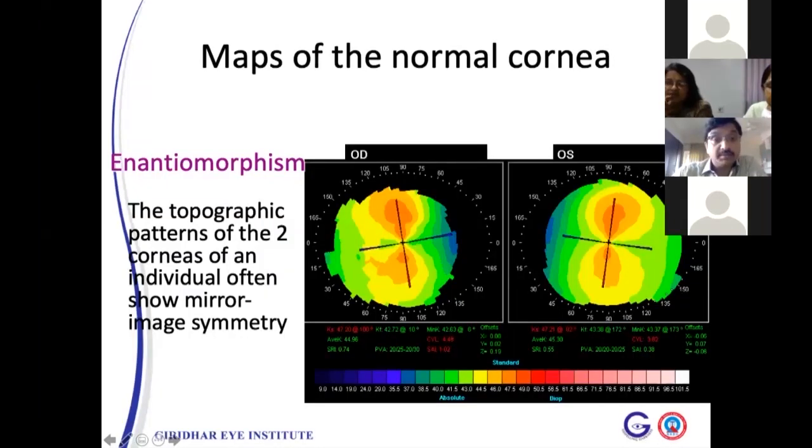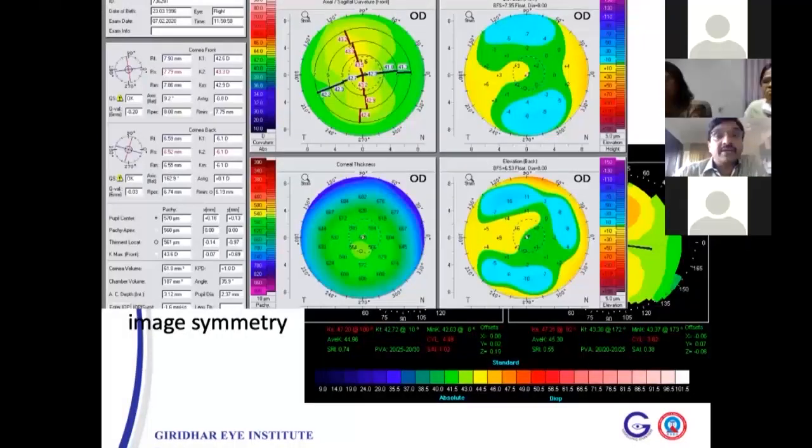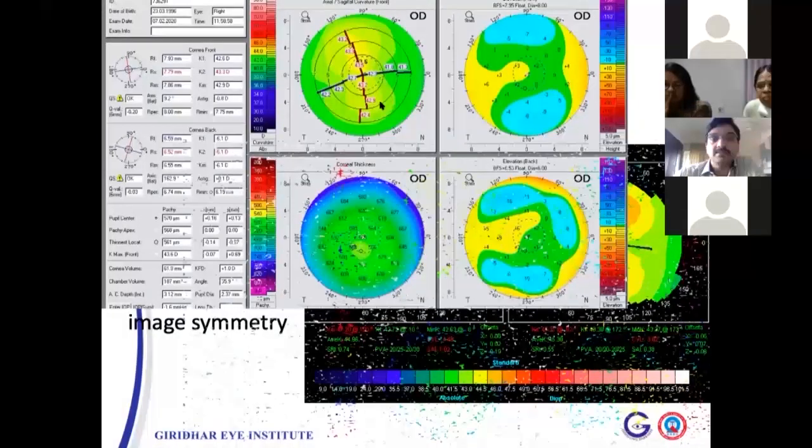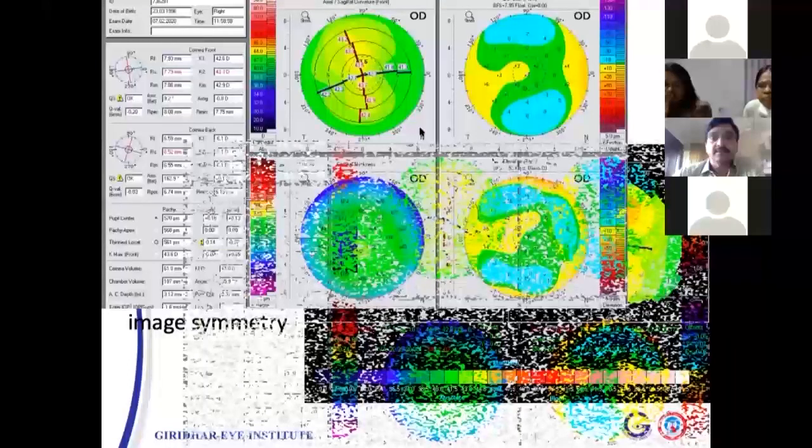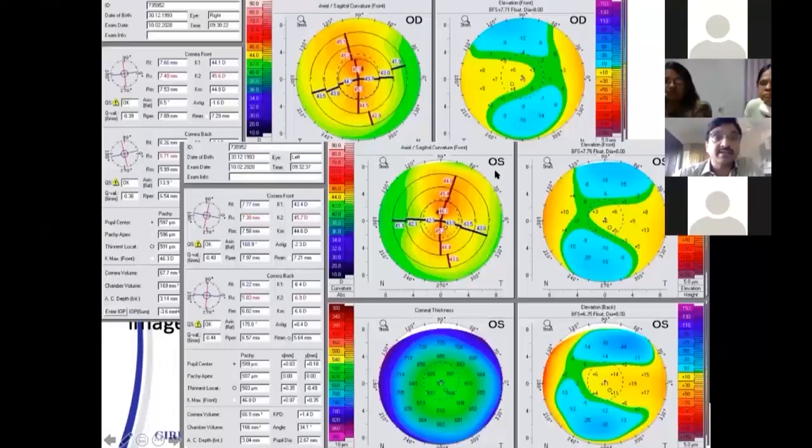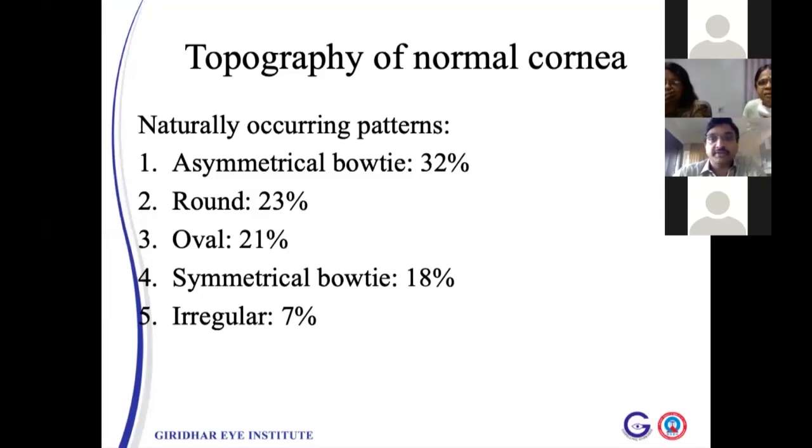So, the mirror image. This is the right eye and this is the left eye. If you see, this is actually the mirror image of this. So that is what is seen in a normal cornea, and this is another one showing the same feature. Now, when you take the topography of a normal cornea, the asymmetrical bow tie is supposed to be the most common, and this has been done based on the Placido system.